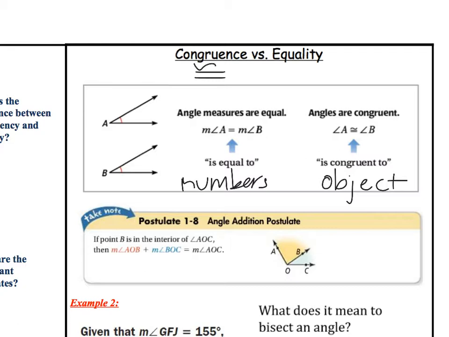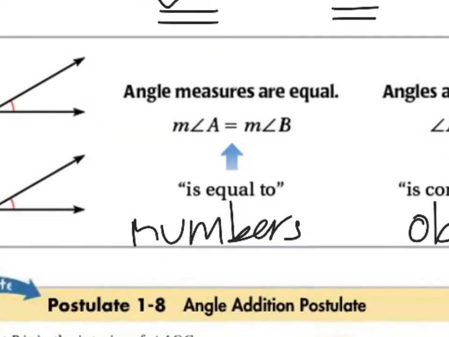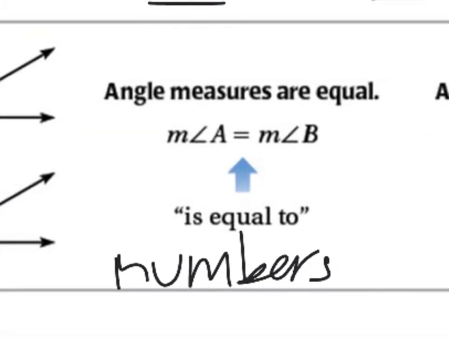If you're trying to say that they're equal in measure, then you have to say measure of angle A is equal to the measure of angle B. Please notice what is different about this one besides there's an equal sign. Someone raise your hand if you notice what is different. Joe, what's different? Angle is in the middle. Yes. So it's in the middle of what?